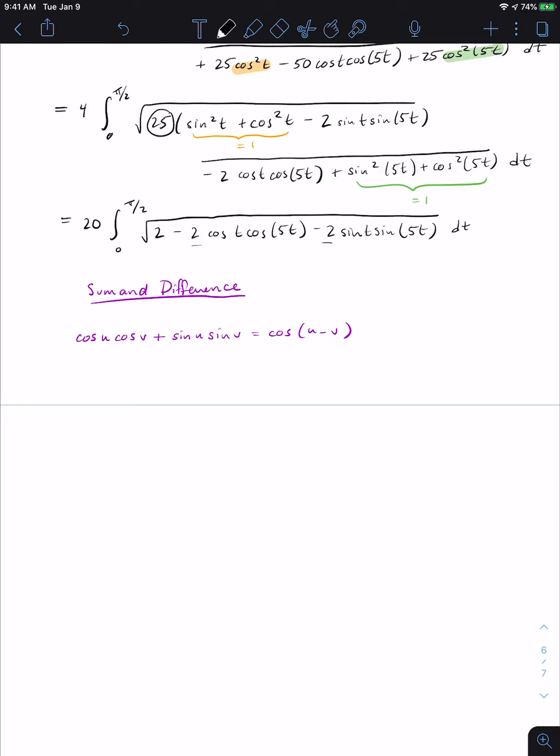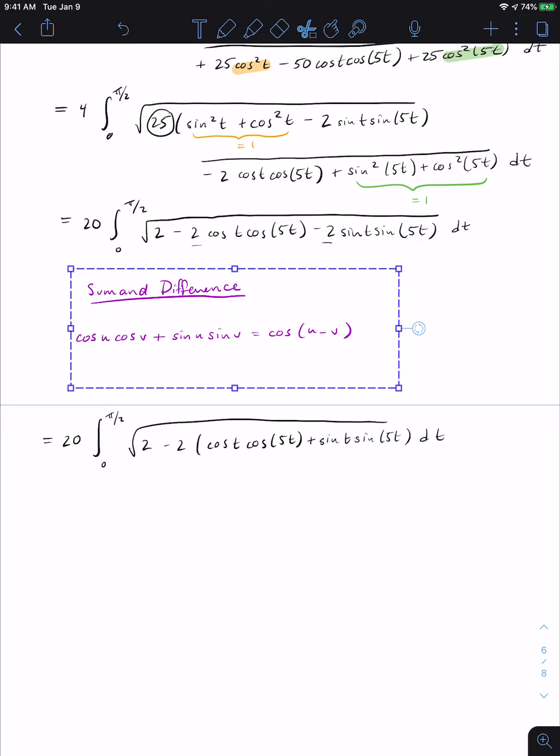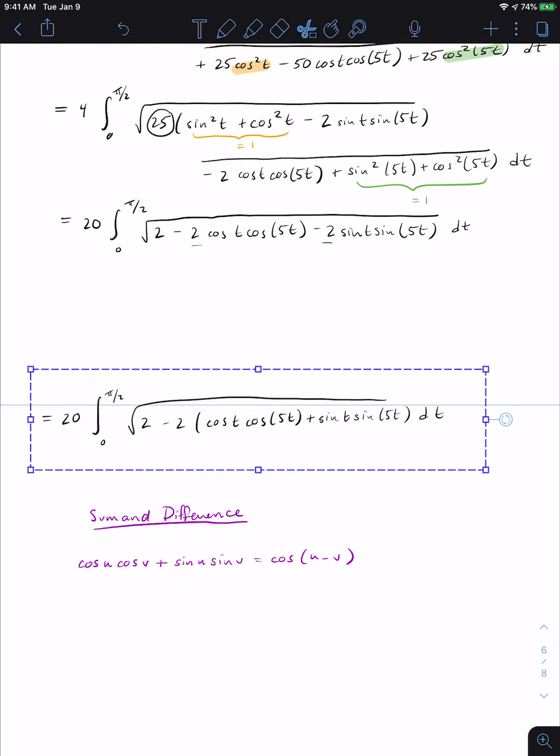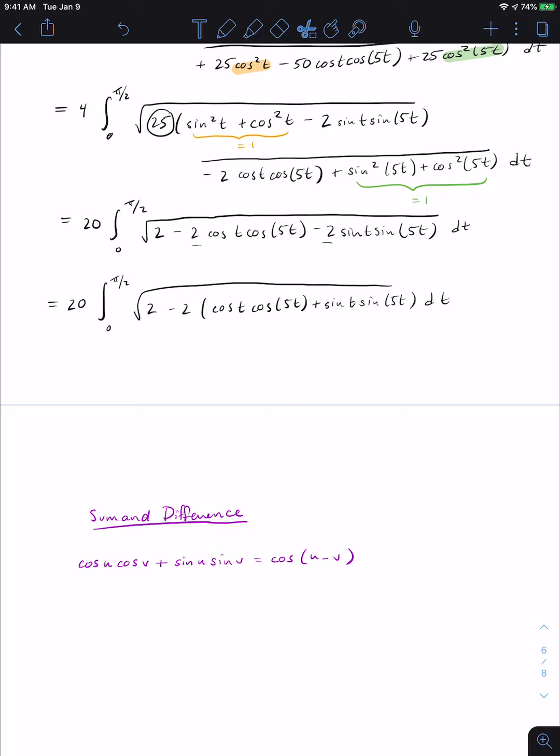So what I'm going to do here is 20 times the integral from 0 to pi over 2. Now I'm going to factor out a 2 minus 2. If I pull out a minus 2, I'd be left with positive cosine t cosine of 5t plus sine of t sine of 5t dt. This is all underneath the square root. So maybe I should scooch this around for the sake of our notes. This is what we're looking at here.